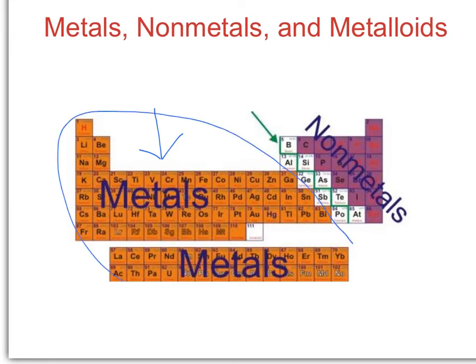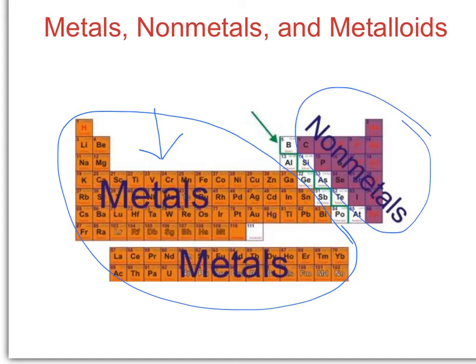The far majority of the elements, more than 80% of them, are metals, and they are on the left-hand side of the periodic table. On the right-hand side, we have nonmetals, and this stair step in between are known as the metalloids.